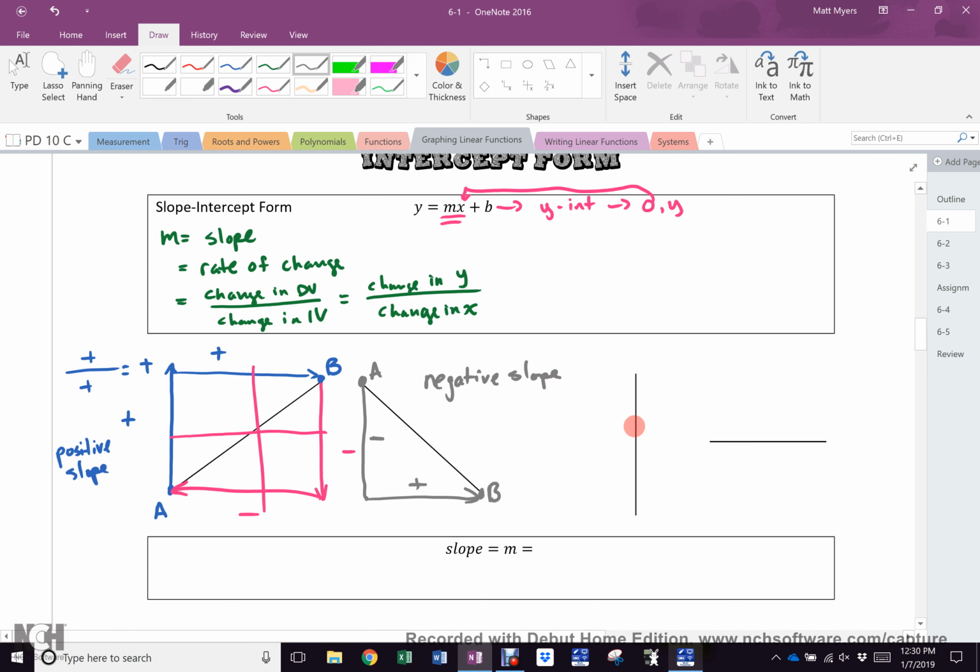Now, what about this guy? A, B. What's the change in y? Positive. What's the change in x? Nothing. So it will be positive divided by 0. Can I divide by 0? No. This is an undefined slope because it is technically infinite, isn't it?